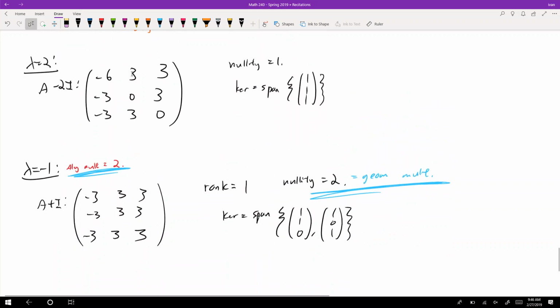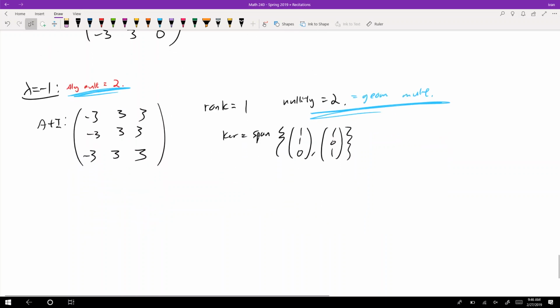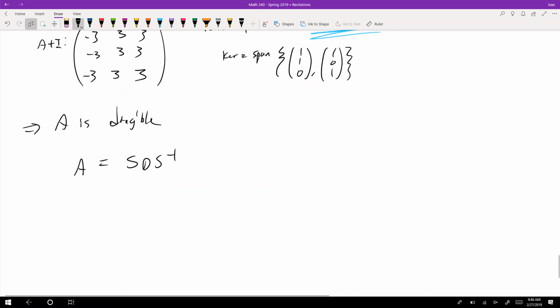Any questions about finding the eigenvalues, eigenvectors here? All right, so now what's the next step? So A is diagonalizable, which means A is equal to SDS inverse. So here's S, here's D, here's S inverse.